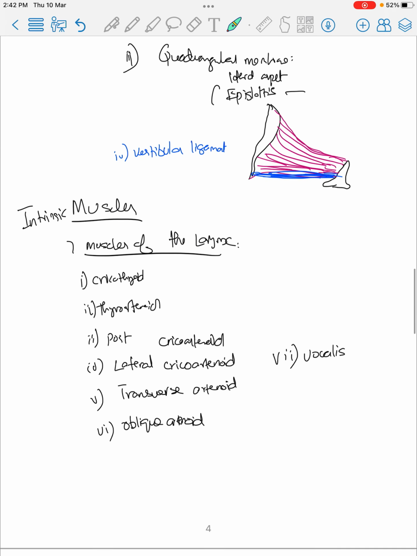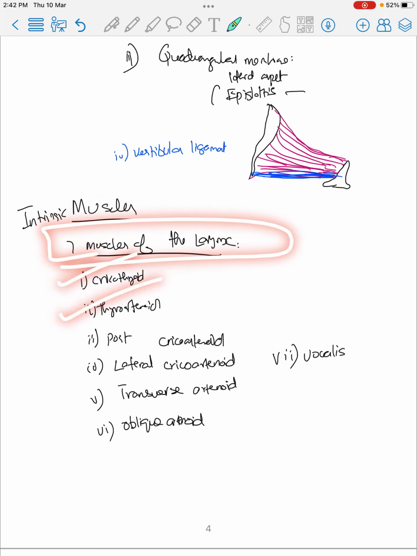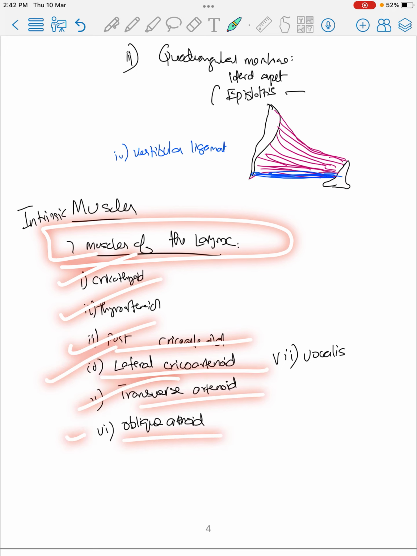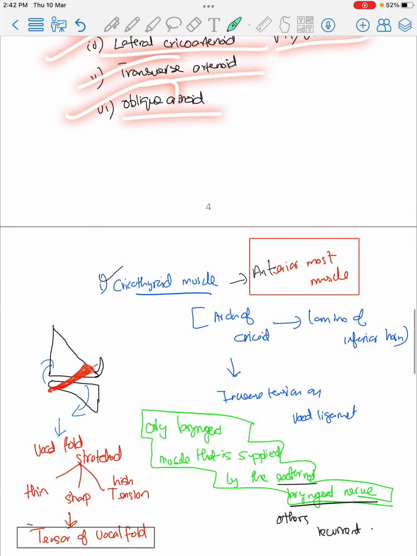Okay, then intrinsic muscles, there are 7 muscles of the larynx: cricothyroid, thyroarytenoid, posterior cricoarytenoid, lateral cricoarytenoid, transverse arytenoid, oblique arytenoid, and vocalis. Let's see about the functions of each of these muscles.